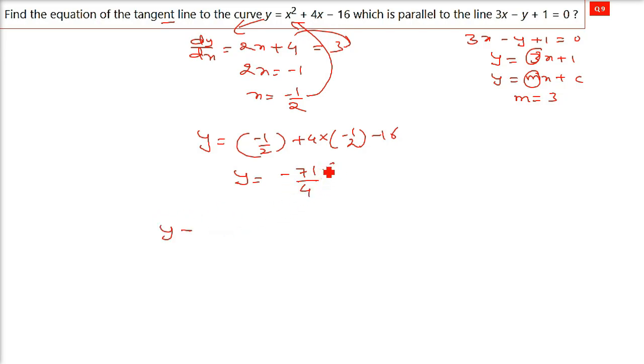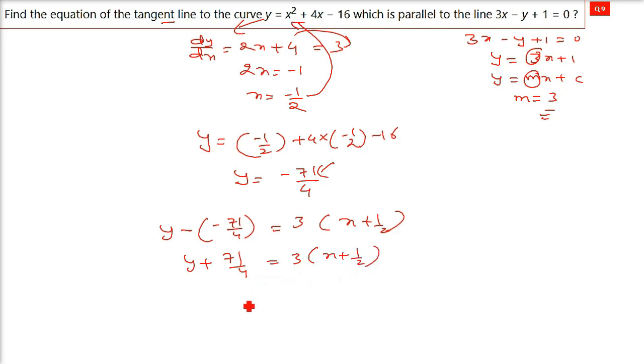Now let us make the equation y minus y1. This is negative 71 by 4 is equal to m. M is already with us, which is 3. And then we have x minus this half. Minus of minus half is plus half. So we have the final equation. You can write it as y plus 71 by 4 equals 3 into x plus half, and you can just rearrange it to get the final equation, which is 12x minus 4y minus 65 equals 0.